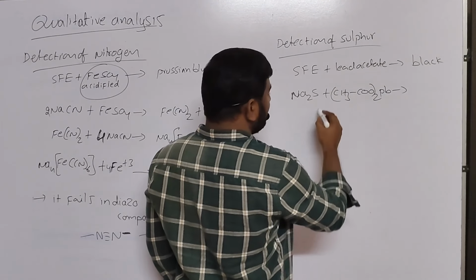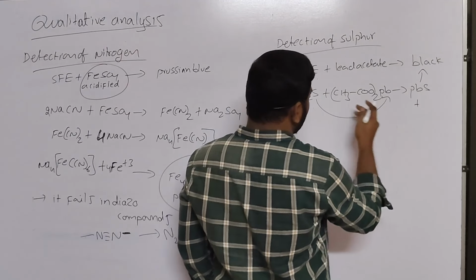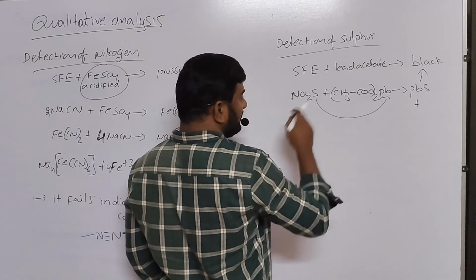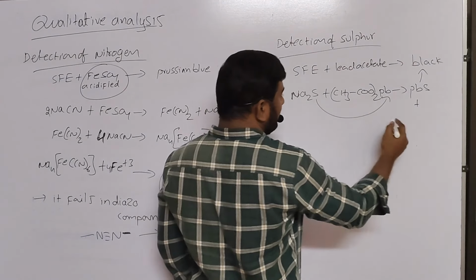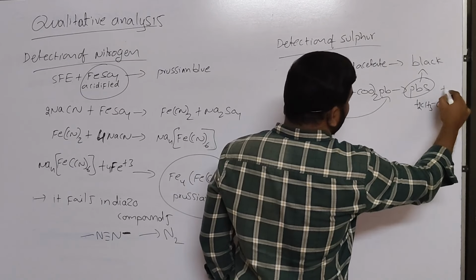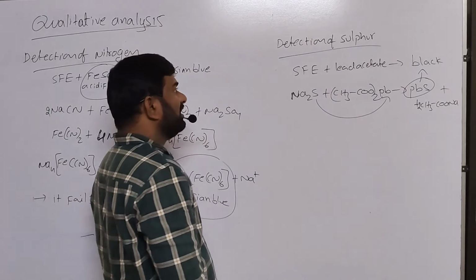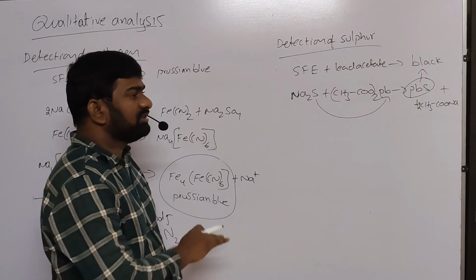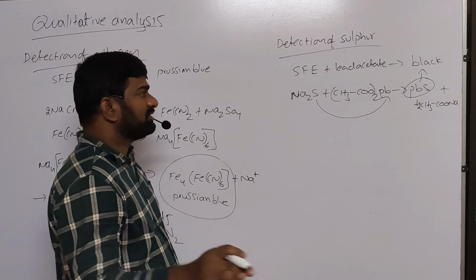This is the black colored substance. What remains in this reaction? The acetate ion and Na, so we get sodium acetate, 2 moles of sodium acetate. So the black color is mainly PbS. If we get PbS, sulfur is confirmed in the given organic compound. Okay, for this, one more method is there.